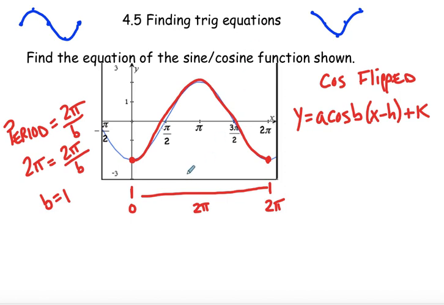In terms of the amplitude, do you see how the midline that is splitting this graph right in half is on the x-axis? And so if I go up from that midline, I'm going up 2. And likewise, if I go down from the midline, I'm going down 2. So that means that the amplitude is 2.